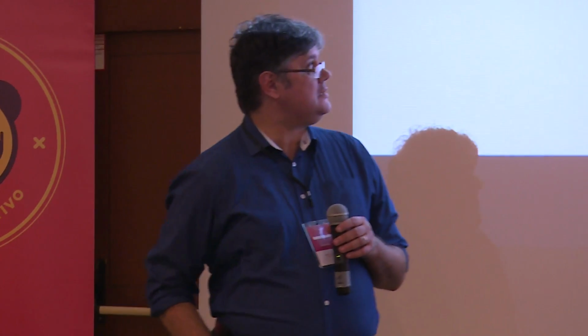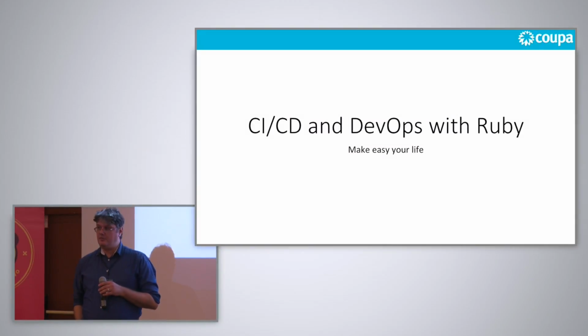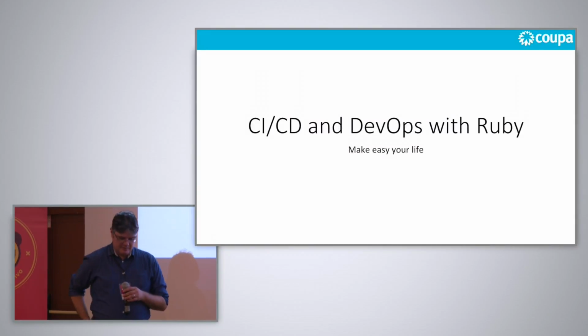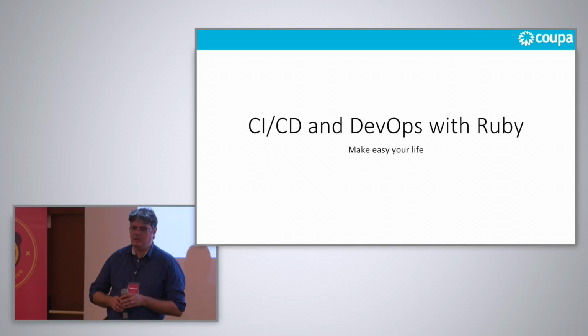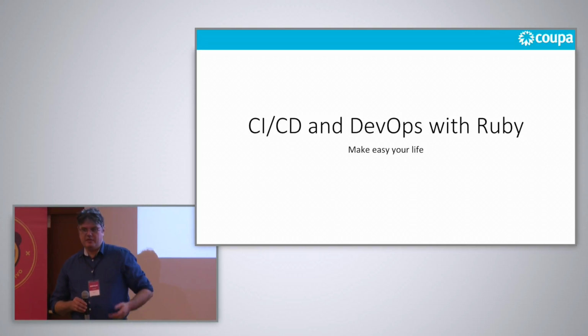Welcome to the conference. In this talk, we're talking about CI, CD and DevOps with Ruby on Rails. Essentially, it is a to-do list for implementing these practices in your normal daily job and trying to make your life a little easier. First of all, we're starting with a definition, about what we mean by DevOps.